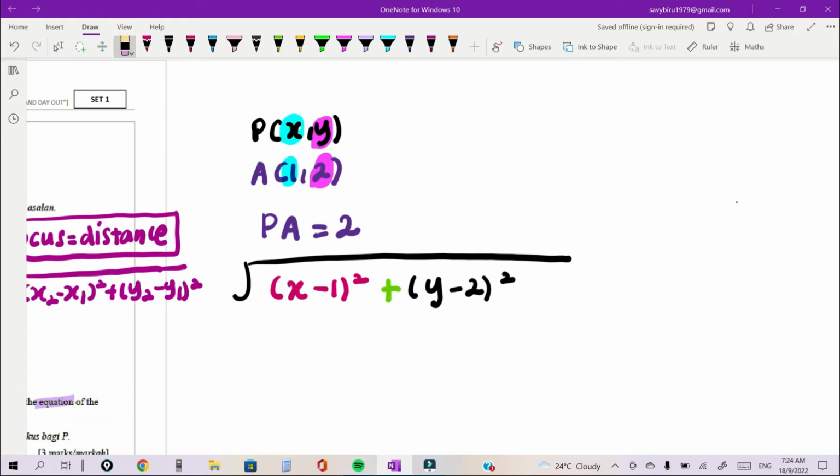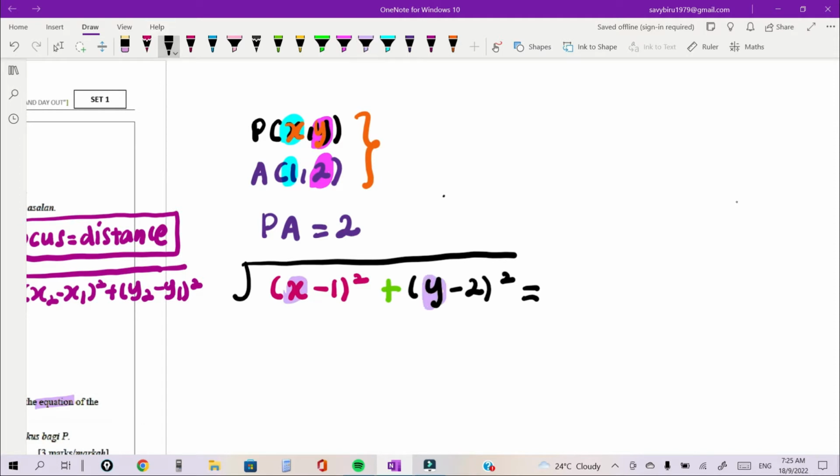When you write, you had better write like this. When we write it this way it looks easier. And another thing, always start with the variables x and y. Don't start with numbers, start with the variables x and y. Okay, so it looks easier.